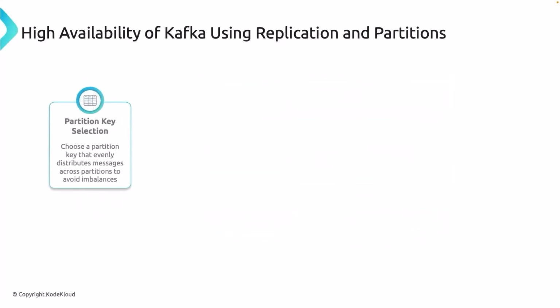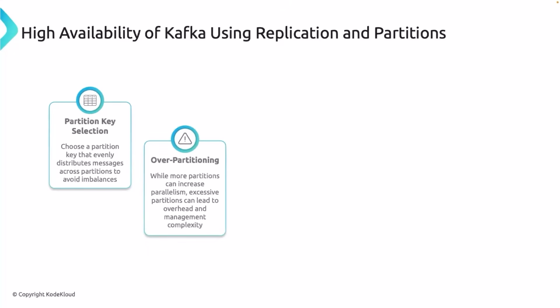We start off with a partition key. When producing messages, you choose a partition key that eventually distributes messages across partitions. For example, if you are processing user events, you might use the user ID as the key. This ensures that the messages from the same user go to the same partition, avoiding imbalance where one partition gets overwhelmed while the other sits idle.